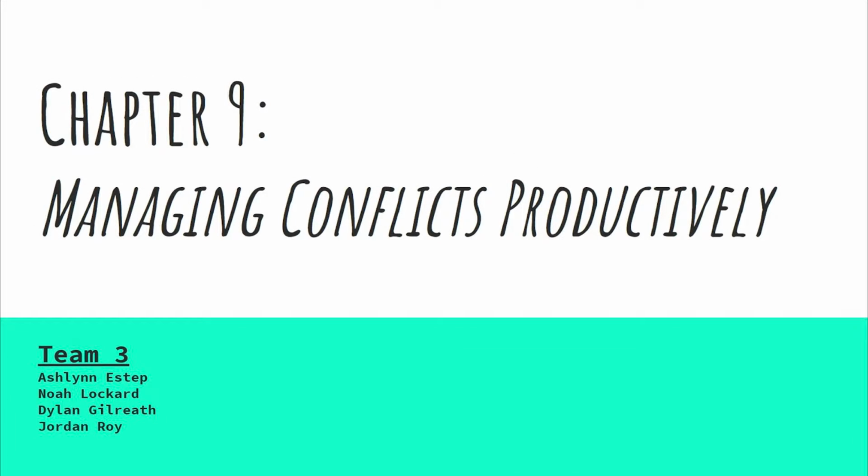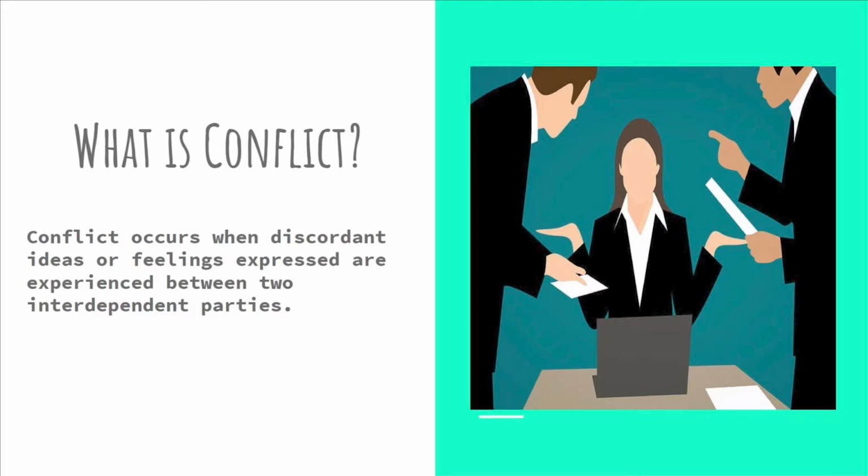Team 3 studied Chapter 9, Managing Conflicts Productively. This chapter gave us an overview of what conflict is, how it can be beneficial yet detrimental to the group, and how to manage it. That brings us to our first question: what is conflict?